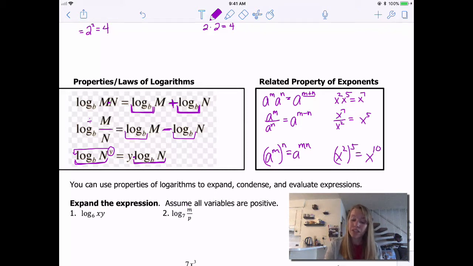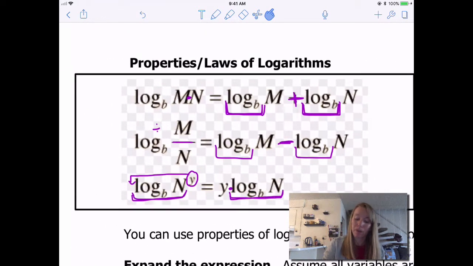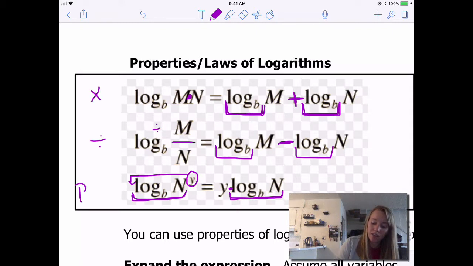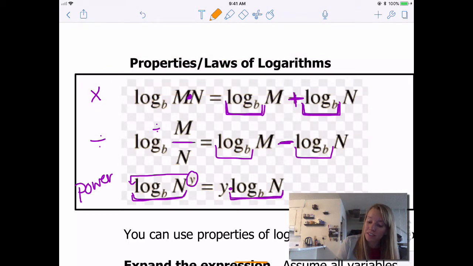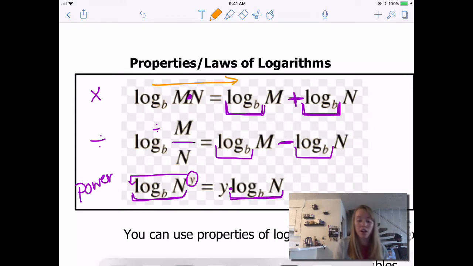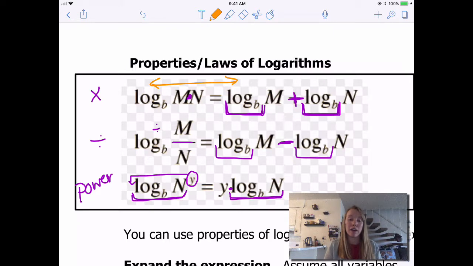These properties will be on your guide, but you've got to know what they mean. You've got to know that this is multiplication and it matches addition, that this is division, and that this is my power rule. We also have to be able to go forward and backwards on these rules. I can start and finish with 2 logs, or start with 2 logs and go backwards and end at 1 log. So you have to know which side you're starting on.